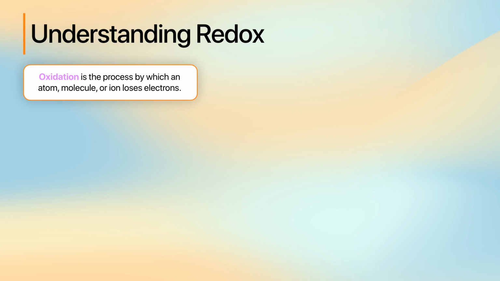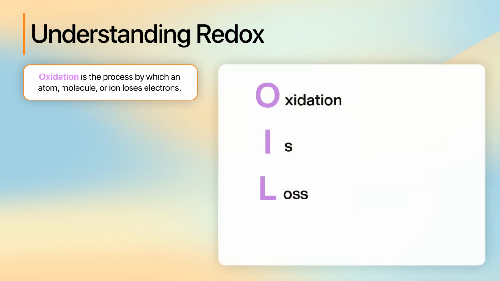Oxidation is the process by which an atom, molecule, or ion loses electrons. Remember this as oxidation is loss of electrons, or OIL. This loss of electrons results in an increase in the oxidation state of the substance being oxidized.